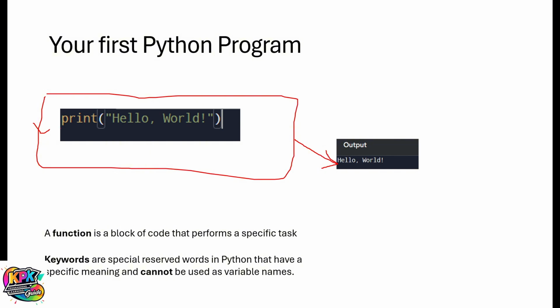So print is a function in Python. A function is a block of code that performs a specific task. So print is a Python function which basically outputs to your screen whatever you have inside here. So print followed by the parentheses.